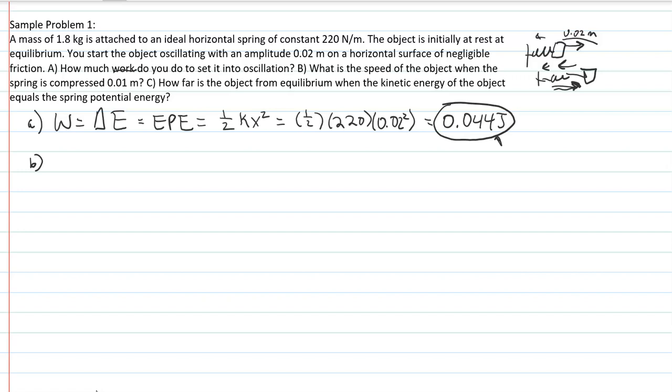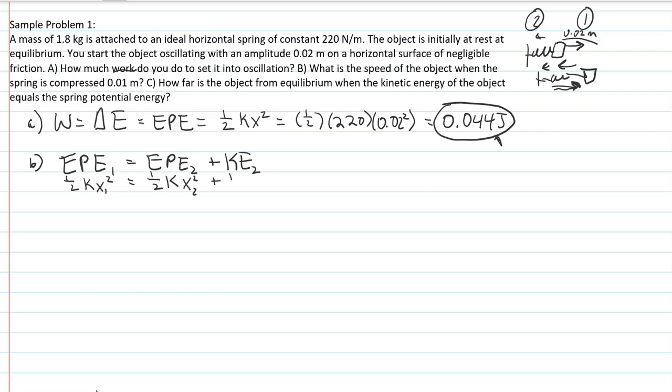So energy is conserved, so the initial energy at position 1 has to equal the kinetic plus potential energy at position 2. So I'm going to say EPE1 equals EPE2 plus KE2. And what I'm looking for here is the speed at position 2. So now I want to go ahead and plug in formulas for my types of energy. And notice how I'm using subscripts here to make sure I know which values to plug in later.